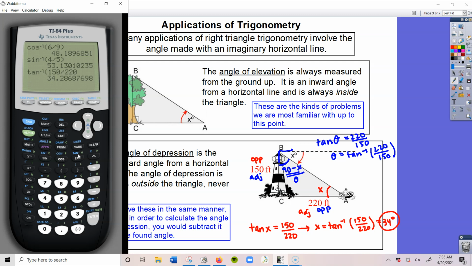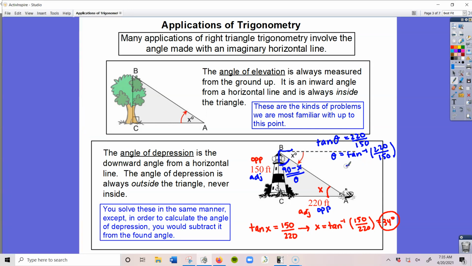So inverse tangent 220 over 150, and we get 56 degrees. But what we solved for is this interior angle of the triangle, and what we need is this x. So keep in mind that that interior angle is 90 minus x. So we would do 90 minus 56, which is equal to the angle of depression of 34 degrees.